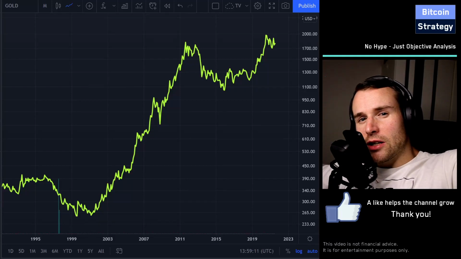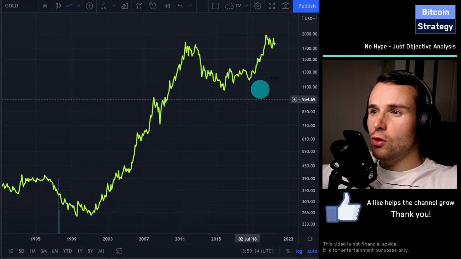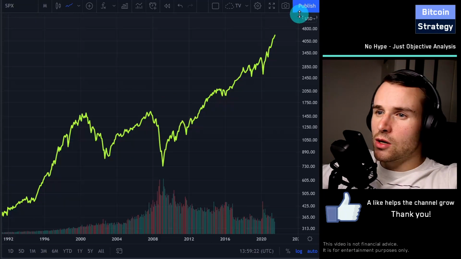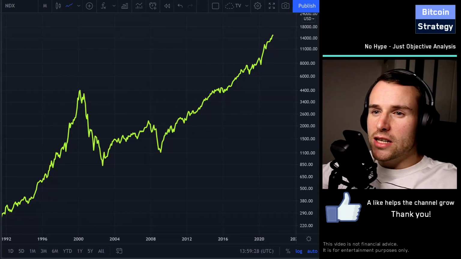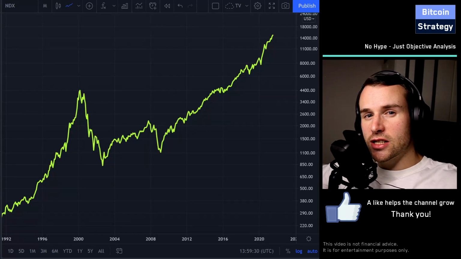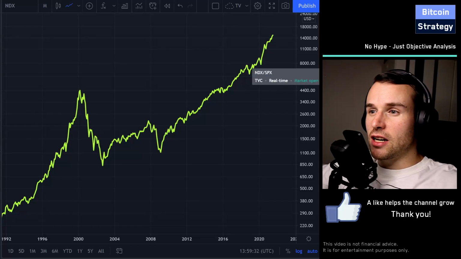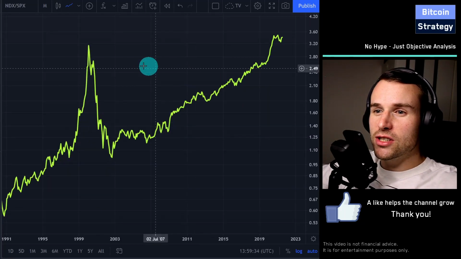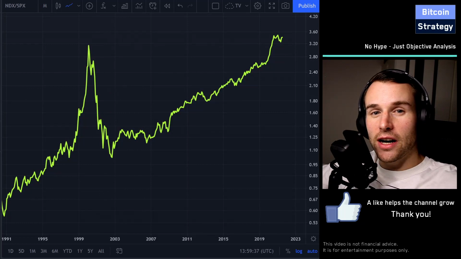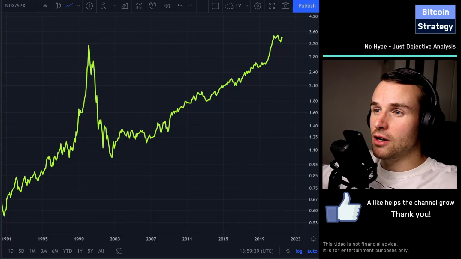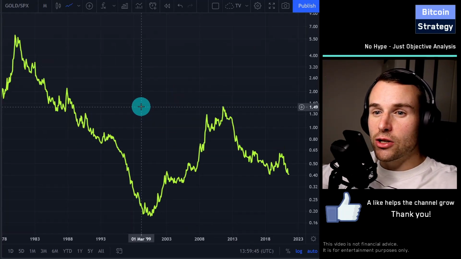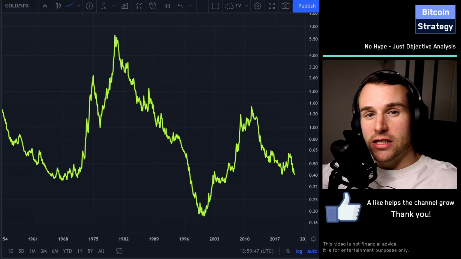Hi, we will look at traditional assets such as gold or the S&P 500 to be seen over here, or the Nasdaq. We will look at historical charts and we will compare those asset classes. So for example, over here what you see is the Nasdaq divided by the S&P 500. Or what you've got over here is the gold price divided by the S&P 500.